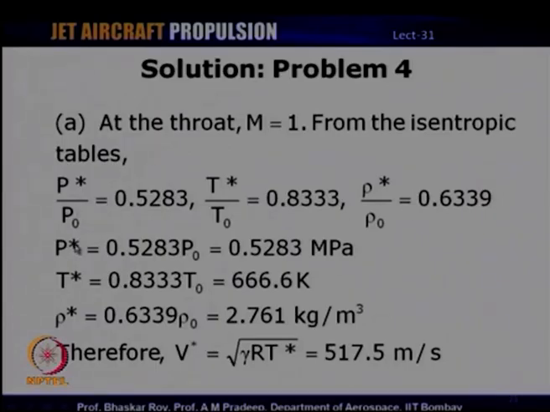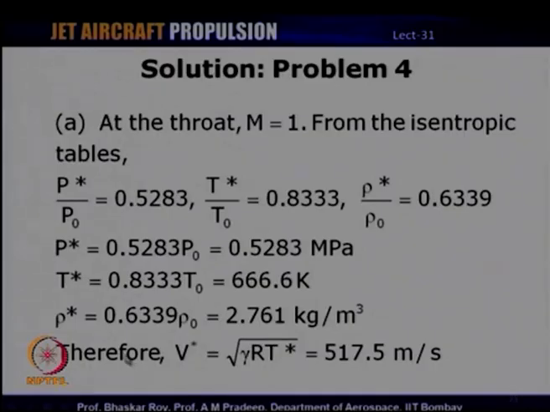Therefore, the pressure at the throat P star would be 0.5283 multiplied by the pressure at the inlet P naught. So, that is 0.5283 megapascal. Temperature is 0.833 times T naught, which is 666.6 Kelvin, and density is 0.6339 times the inlet density, that is 2.761 kilograms per meter cube.